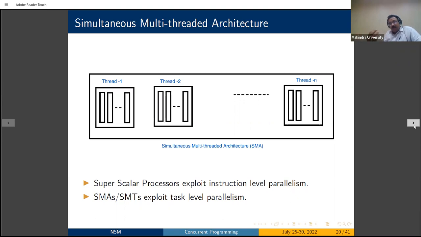The purpose of simultaneous multi-thread architecture, as in recent laptops or desktops, is to exploit task level parallelism. The purpose of the superscalar processor is to exploit instruction level parallelism. That is the difference: with those goals, these processors are designed.